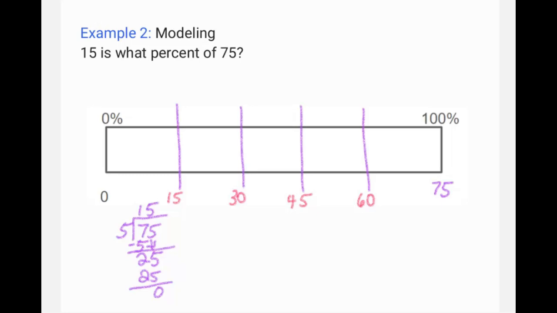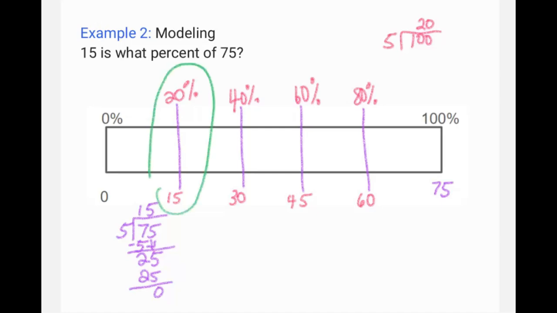Now also on the top, I have to think about my percentages. Since I divided the box up into 5 parts, I would have to divide my 100% into 5 parts, and so that gives me 20. So each of these are now 20%. So if that's 20%, this is 40%, 60%, 80%, and then 100%. The question's asking us 15 is what percent of 75? So 15 is right here, and so I can see 15 is 20% of 75.